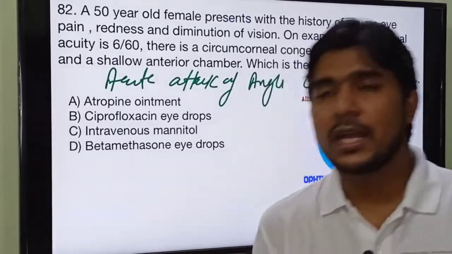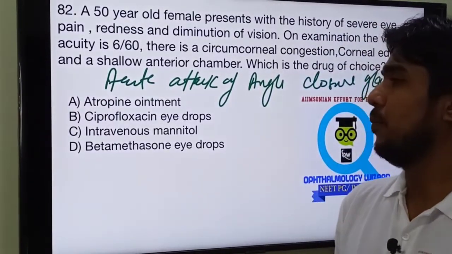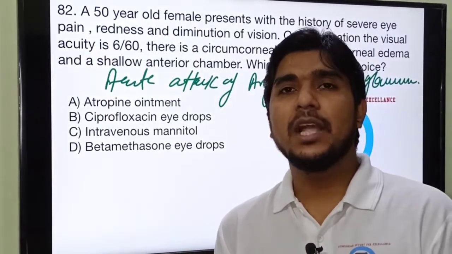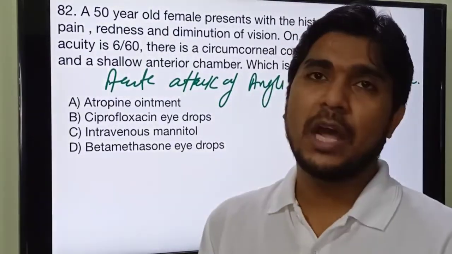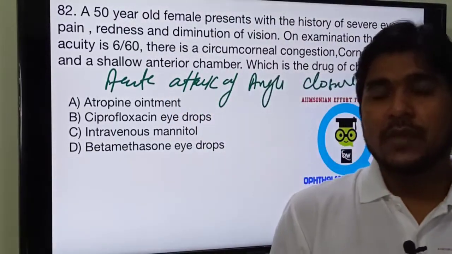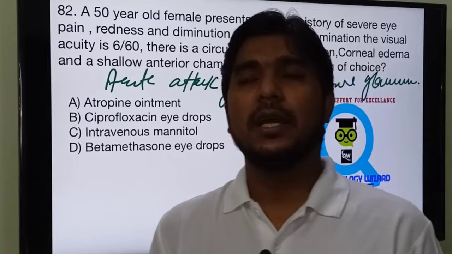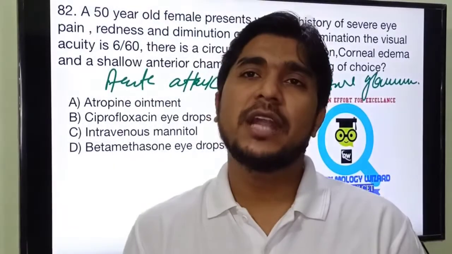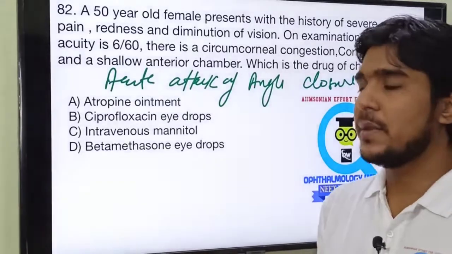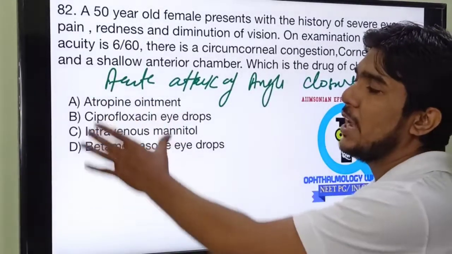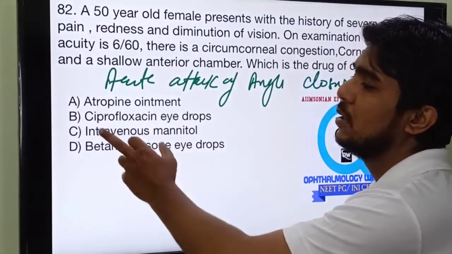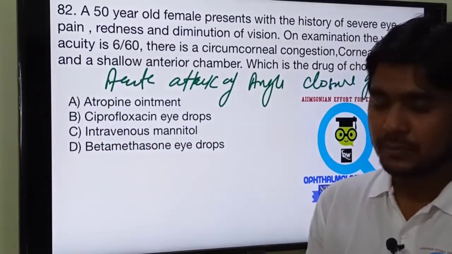And if there is an acute attack, then what do you go for? First, we give the patient tablet Diamox, acetazolamide, stat to decrease the pressure. If the patient is not responding to the Diamox, we have to shift to intravenous mannitol. Since acetazolamide is not given here, you have to mark mannitol as the answer.